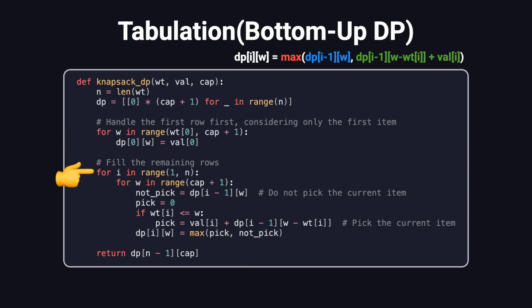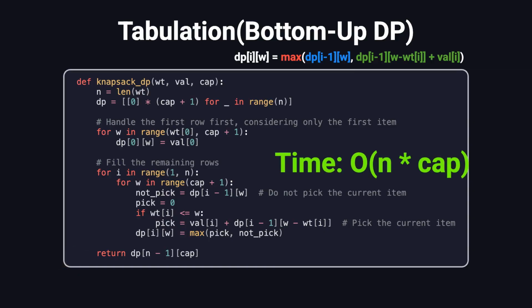Then we move through the table row by row, item by item, updating each cell by comparing the pick and not pick options. At the end, we return the value in the bottom right corner of the table. That is, the result for all items with full capacity. Like memoization, the tabulation method also has a time complexity of O(n) times cap. But since it doesn't use recursion, it usually runs faster in practice.